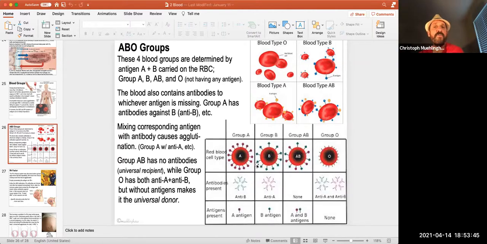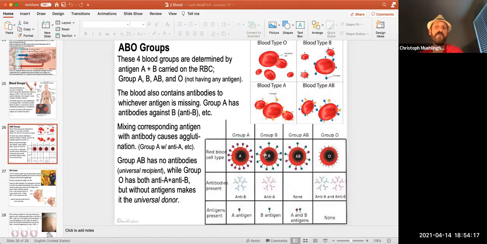Then you have group B, and that's the B antigen, and that blood has antibodies to the A antigen. So the problem is, if you give a B person A blood, you're going to have an antibody against that A, and you're going to interact with that, and you're going to clump that blood together, and that's not what we want. The agglutination is a problem. So we want to make sure we give group A blood to group A and group B blood to group B.